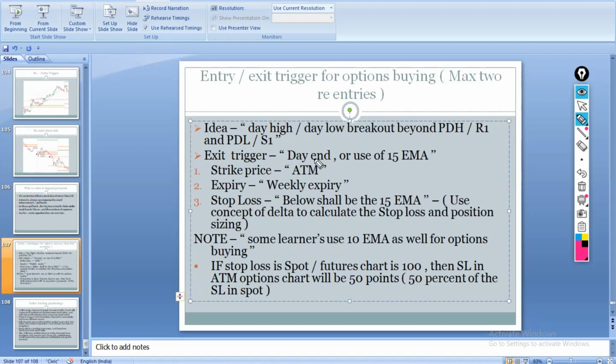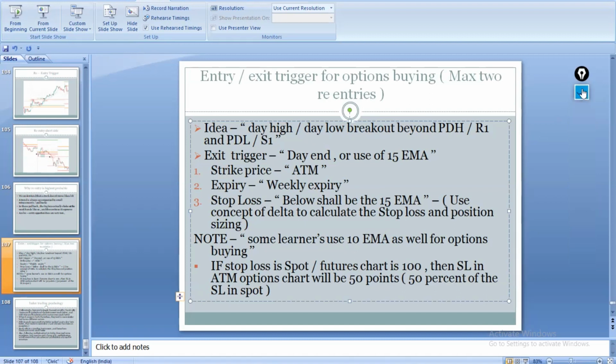Exit trigger is very simple. You can either keep it open till day end, or you can use the 15 EMA or the retracement as your trailing SL. Strike price is at the money. You will go with weekly expiry as your expiry. ठीक है, ये सब आपको मालूम ही है, हमने ऑलरेडी हमारे ऑप्शंस के सेशन में इसको डिस्कस कर दिया है, right? Some learners also use a 10 EMA. It is completely up to you what you're comfortable with.